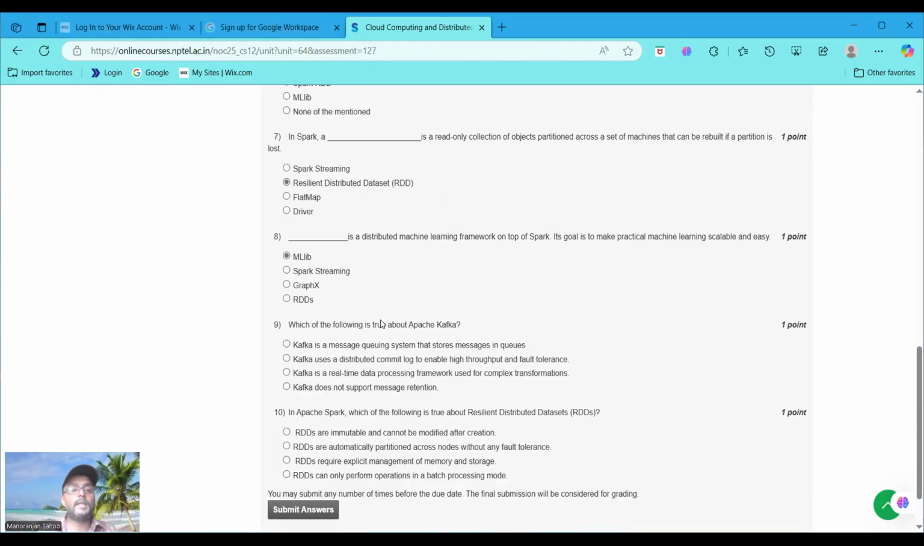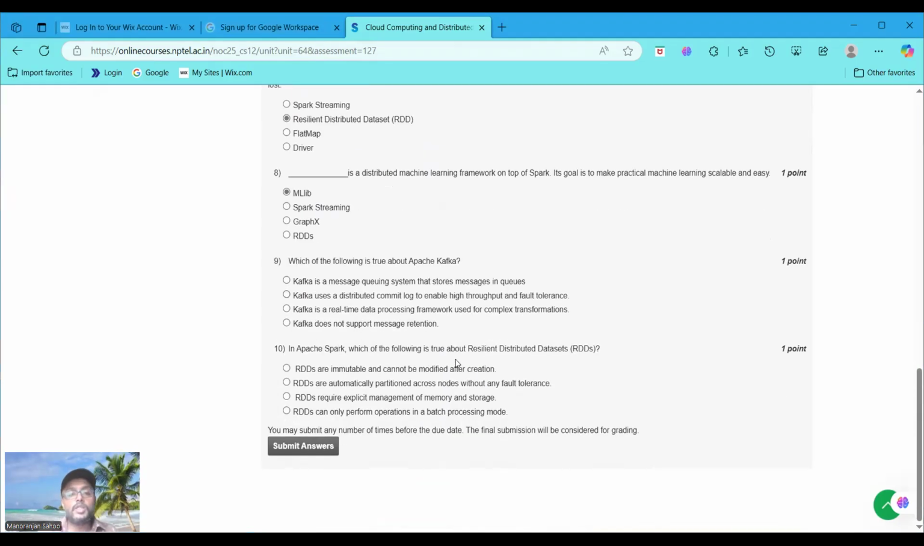Got it? Now moving to question number 9. Which of the following is true about Apache Kafka? Four options. Kafka is used as a distributed commit log to enable high throughput and fault tolerance.